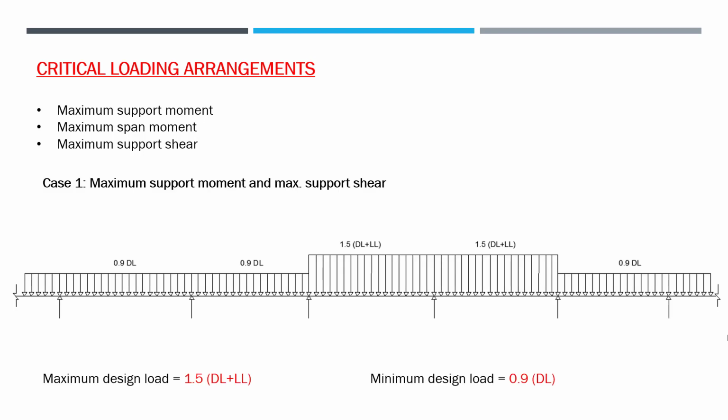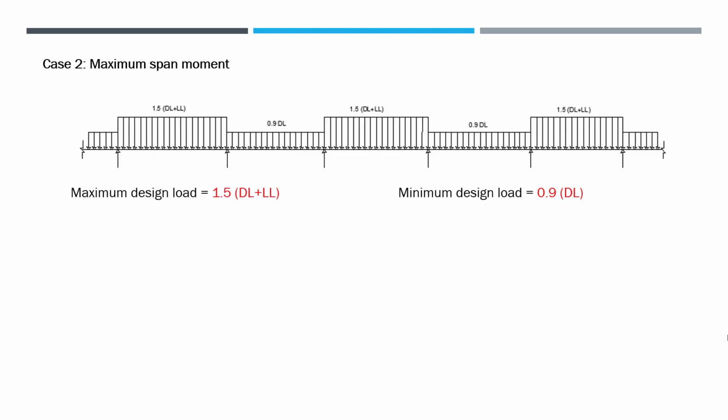Let's see the critical loading arrangements. These are maximum support moment, maximum span moment and the maximum support shear. Case 1 is maximum support moment and maximum support shear. Two adjacent spans under consideration shall be fully loaded with maximum design load, which is equal to 1.5 times dead load plus live load, whereas all other spans are loaded with minimum design loads, which is equal to 0.9 times dead load.